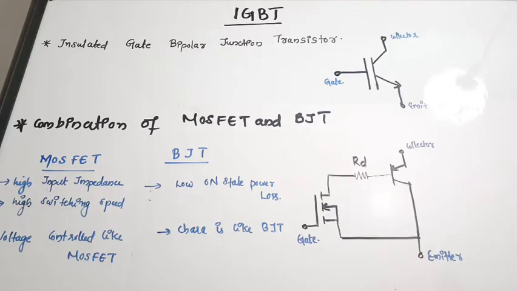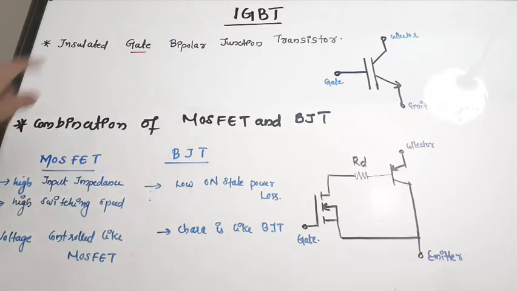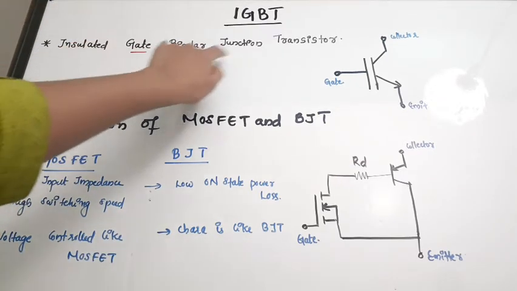In this video, we are going to discuss IGBT. IGBT is insulated gate bipolar junction transistor. So generally in BJTs, there is only emitter, base and collector, right? But here you can see that there is a gate. So it is insulated gate bipolar junction transistor.